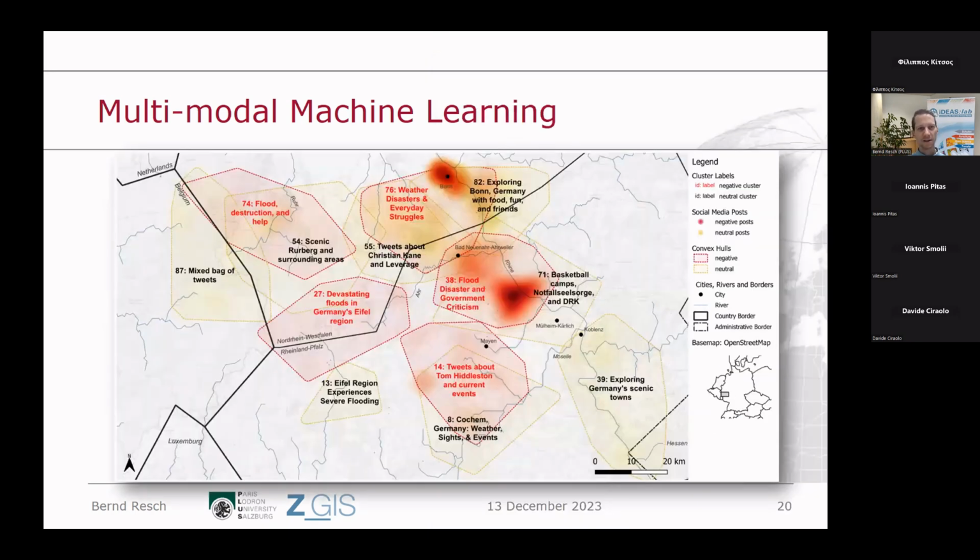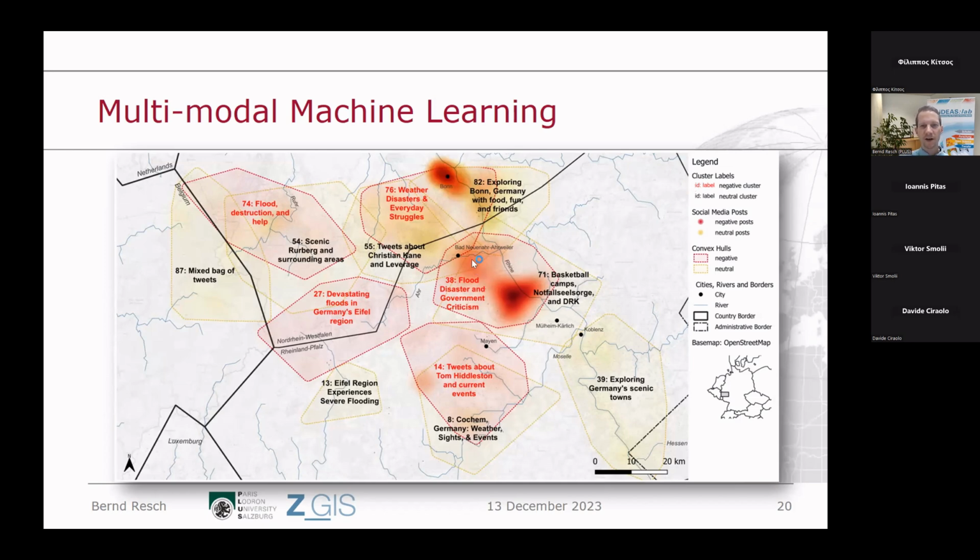And that's the final geospatial part, because that's in the end what disaster managers are interested in. Where are these topics located in geographic space? And then you can see that, for example, topic number 76 here, people talk mostly about where the disasters and everyday struggles. So they need help, they need rescue, they don't have water, they don't have electricity, and these kinds of things. As you see over here, this is a negative cluster, meaning negative sentiment. People are scared, people are frightened, people are sad.